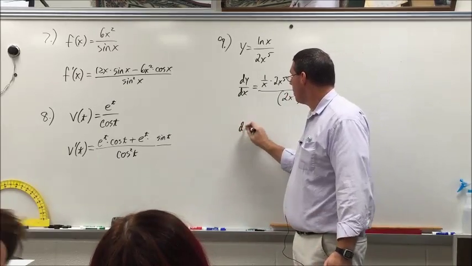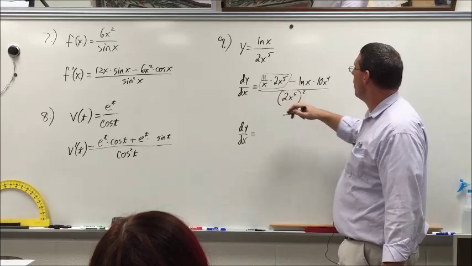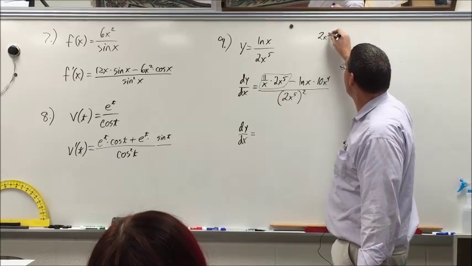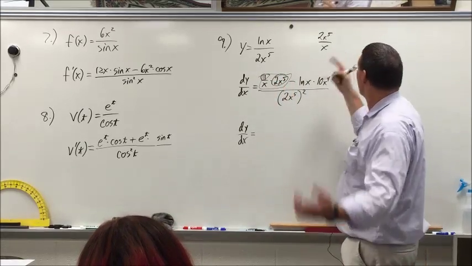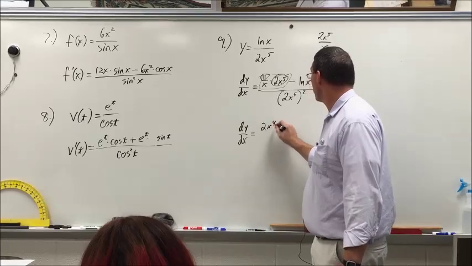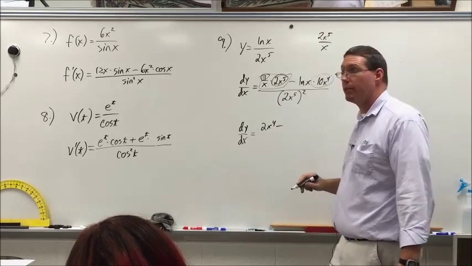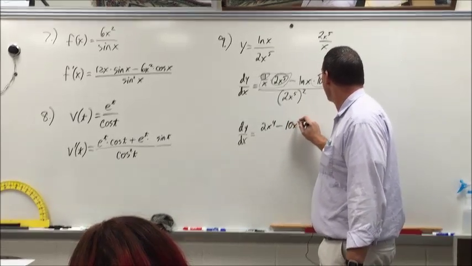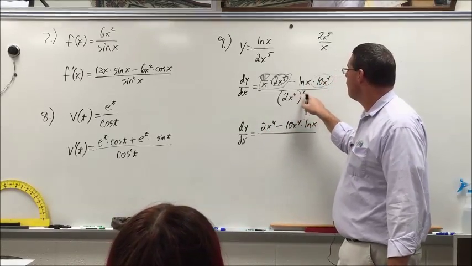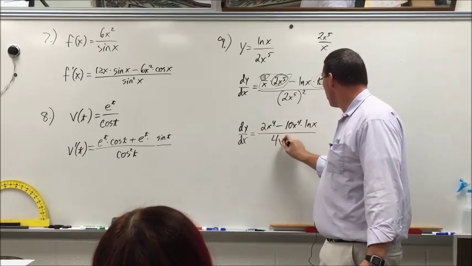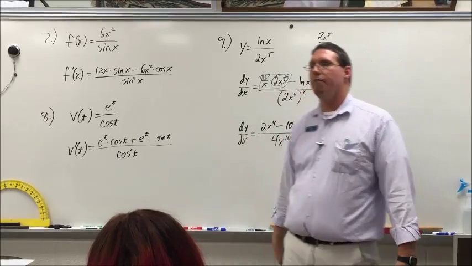Now, to clean this up, dy dx, here's what's going to happen. This 1 over x times 2x to the 5th is the same thing as 2x to the 5th over x. See, we're multiplying the 2x to the 5th times the 1. And so it's going to become 2x to the 4th. So 2x to the 4th minus, I like to put my polynomials first. You don't have to, but I like to. So I'm going to put minus 10x to the 4th times natural log of x all over 2x to the 5th squared is 4x to the 10th power. That's it. And there's our derivative. And this could be factored and reduced, whatever.